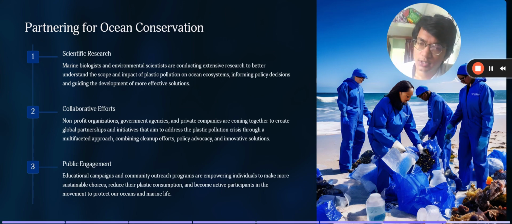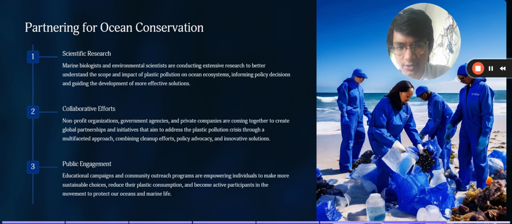Partnering for ocean conservation. Scientific research. Marine biologists and environmental scientists are conducting extensive research to better understand the scope and impact of plastic pollution on ocean ecosystems, informing policy decisions and guiding the development of more effective solutions. Collaborative efforts. Non-profit organizations, government agencies, and private companies are coming together to create global partnerships and initiatives that aim to address the plastic pollution crisis.